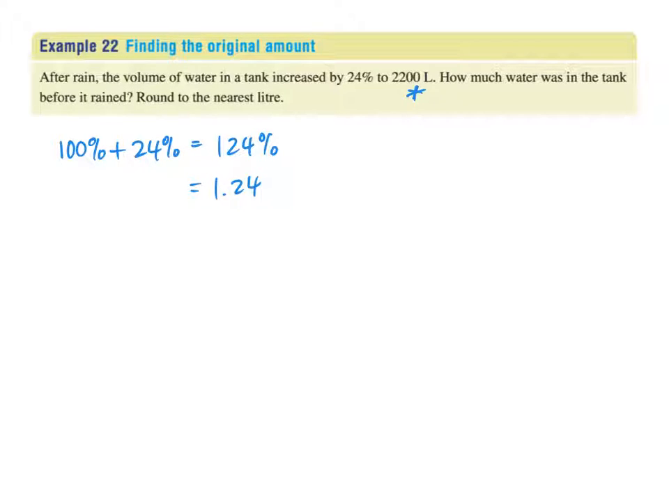So, in other words, we are taking the original volume and we are multiplying that original volume by 1.24, and this is going to equal 2,200 litres. Okay, well, this is just algebraic now, isn't it? What would you do if you have some unknown times an amount equaling another amount? Well, we're trying to remove everything so we can find the original volume.